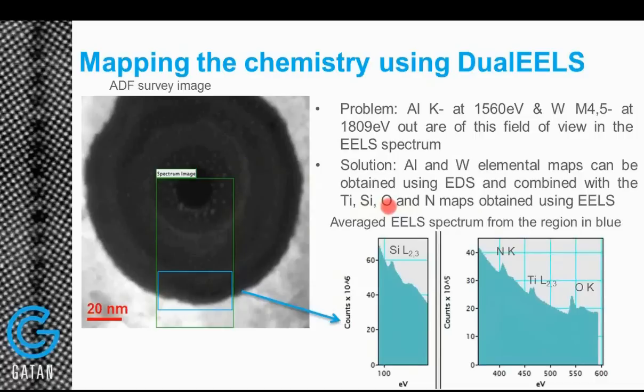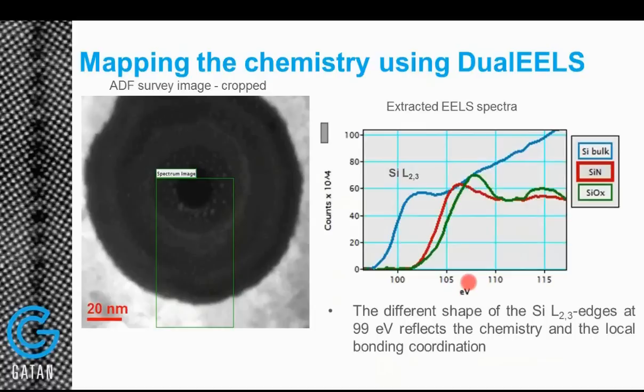So we talked about the chemical shift and also the shape of each edge. This is a particular case. This is actually spectra extracted from the same data set. So we have a spectra from bulk silicon, about 99 eV. Silicon nitride is about 103. Silicon oxide is about 105.5 eV. So you can see that the shape is different. Also the chemical shift that we have.